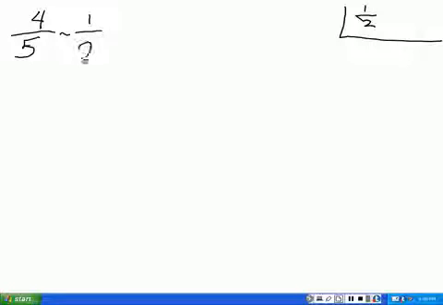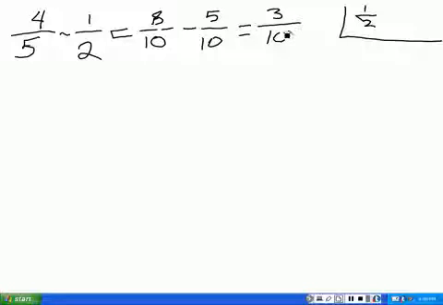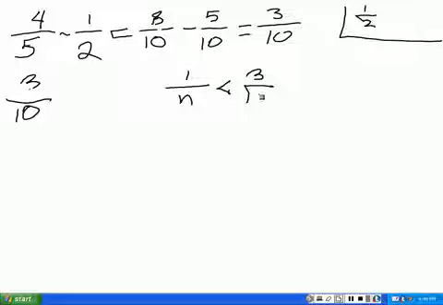So if I take 1/2 away, we subtract the 1/2. What do we get? Well, that's 8/10 minus 5/10, so that is 3/10. Okay, now we repeat the process. I want to express 3/10 as a sum of unit fractions. So I want to find the biggest unit fraction, 1 over n, that is less than 3/10.